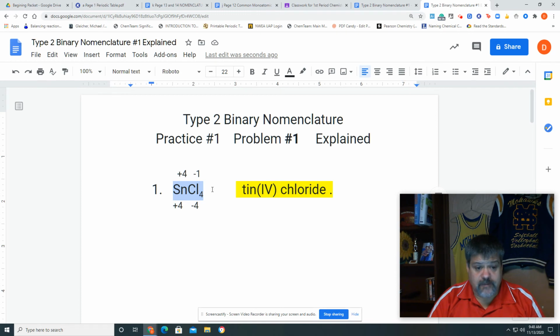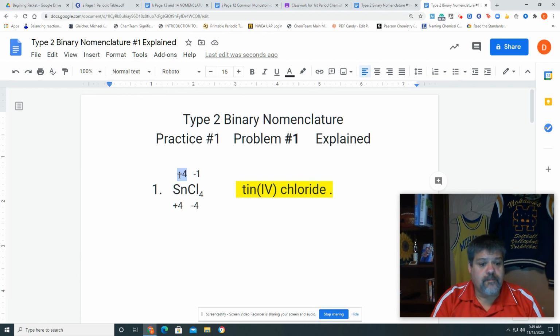Now, there is a shortcut. Here's that shortcut. If this subscript, in this case 1, there's not one there, but we know that it infers to be 1, is the same as the charge up here, then we can take the subscript from the chlorine and use that as the positive charge for the tin. So it's a reverse crisscross that we learned in type 1 nomenclature.